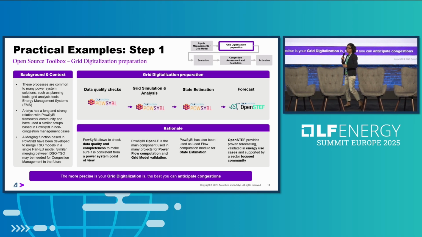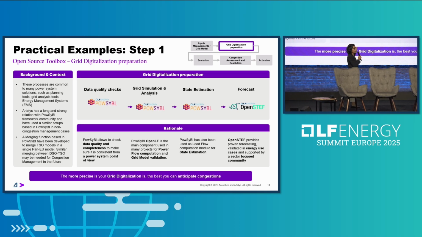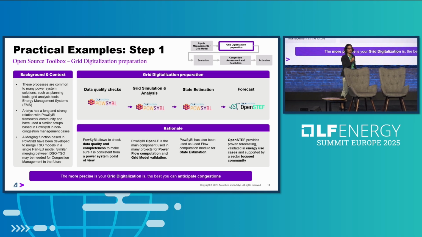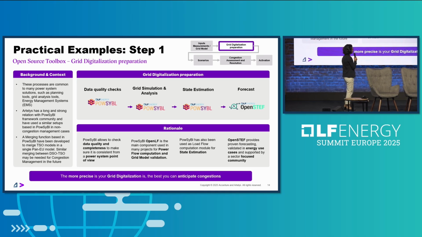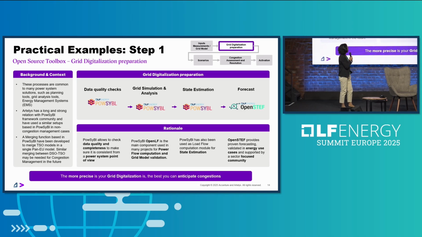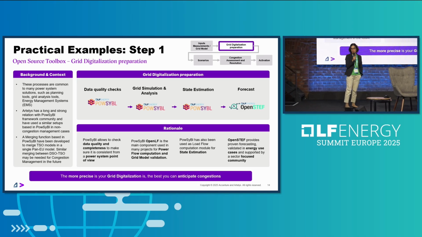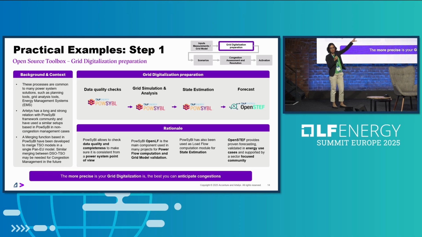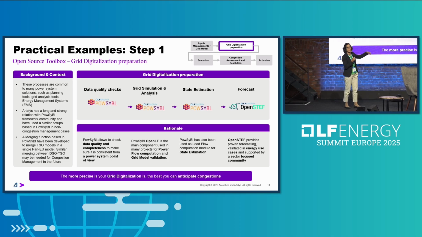the different tools or processes that we're showing here are common to many tools or solutions for power systems, right? So it's not only for congestion management. In order to have a good, consistent view of your grid, you need to make sure that your data is good quality, not only from the data point of view per se, but also from the power system perspective, right?